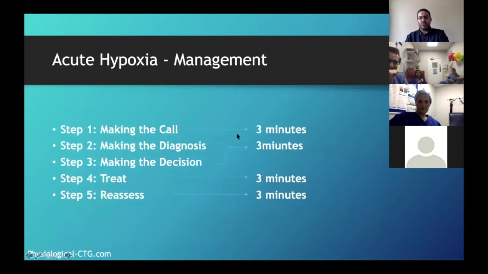It's called the 3-minute rule because we make the call within the first 3 minutes, diagnosis and decision within the next 3, treatment 3 minutes, and we reassess in 3 minutes. If it's an irreversible cause, the 3-minute rule does not apply. If it's irreversible or there's poor reserve, the 3-minute rule does not apply. Deliver this baby as soon as possible. Okay. Any questions about acute hypoxia?